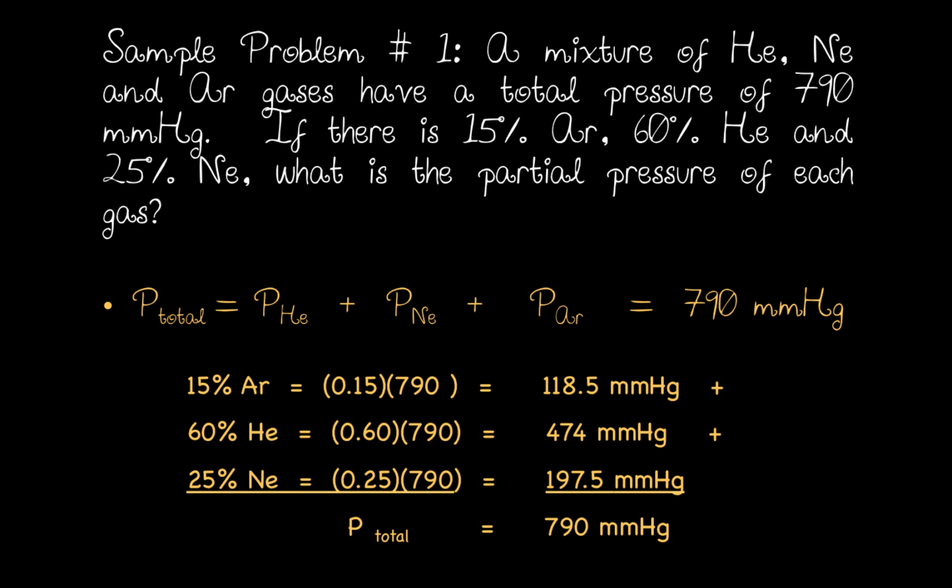Now all we have to do is look at the percentages. 15% of 790, 60% of 790, 25% of 790. To find the partial pressures, you take the percent, which can also be found by using the mole fraction, and you multiply it by the total pressure.